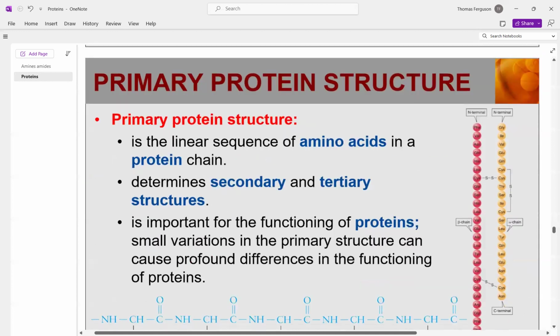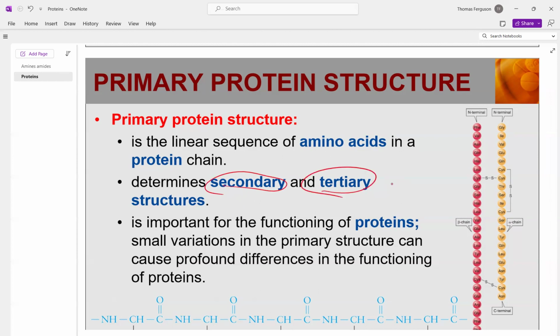Now, there are 4 levels of structural organization in proteins. First one is primary. That's just a sequence of amino acids. That's all it is. It looks like a long train. Sequence of amino acids. Okay. Second thing is secondary. And then tertiary. Now those have to do with how the protein is folded.